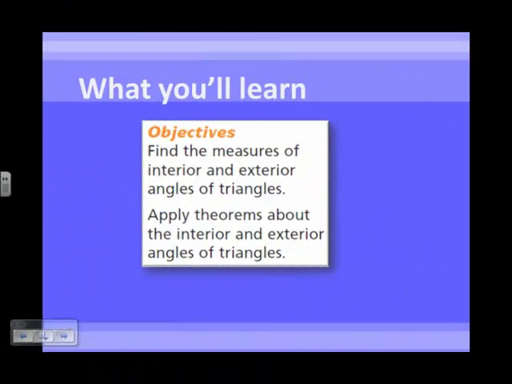Alright, our objective for this lesson is to find the measures of interior and exterior angles in a triangle, and then apply theorems about interior and exterior angles. This is a vocabulary-rich section, so make sure you're taking good notes, you're recording all of the important vocabulary words, and you know how to identify the particular objects that we talked about.